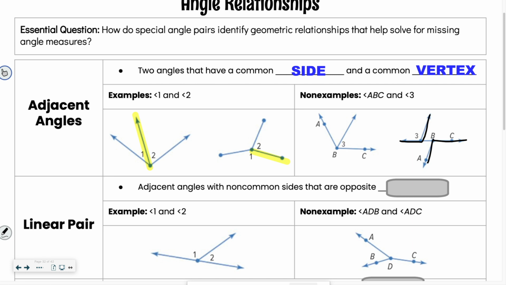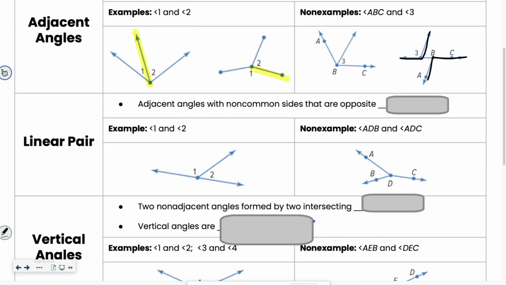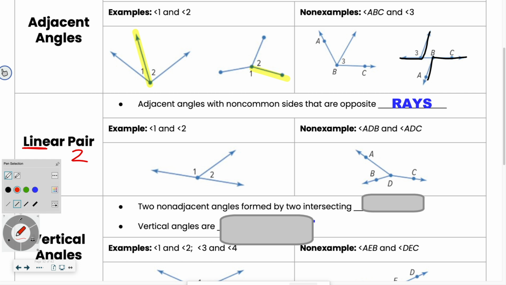Our next pair is called a linear pair. What word do you guys see in linear? Line. And how many is a pair? Two. So two angles that make a straight line is a linear pair. So they form opposite rays is what's happening, so they make that straight line. So if you guys look here, that's our straight line. They're making a linear pair.